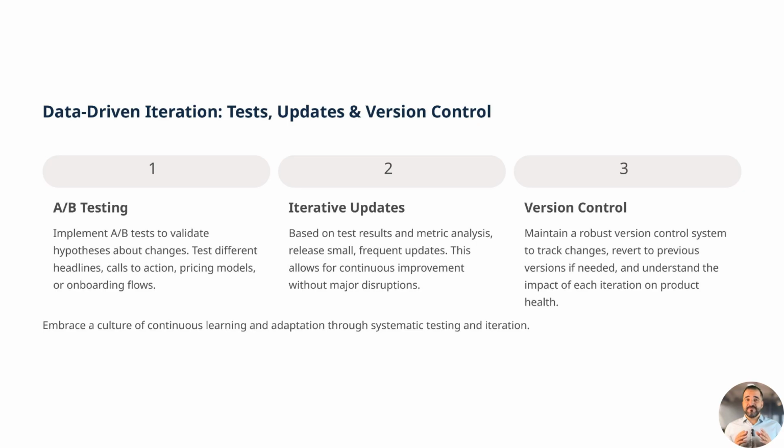Maintain a robust version control system, whether through Git workflows for code or change logs for marketing assets, to track every modification, document test outcomes, and quickly revert to previous versions if unintended consequences arise. Regularly review your testing backlog, retire obsolete tests, and prioritize new experiments according to potential impact.